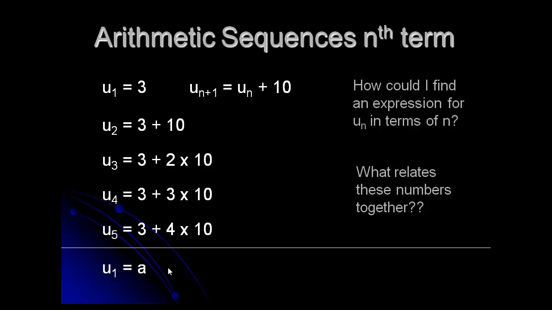Well, if we call the first term A, and we use this definition here, we get from one term to the next term by adding D, then Un is going to be A plus n minus 1 lots of D. And we can see that here, can't we? To get to the 5th term, it's 3 plus 4 times the common difference of 10. To get to the 4th term, it's 3 plus 3 times the common difference of 10, and so on. So there's our general nth term formula.